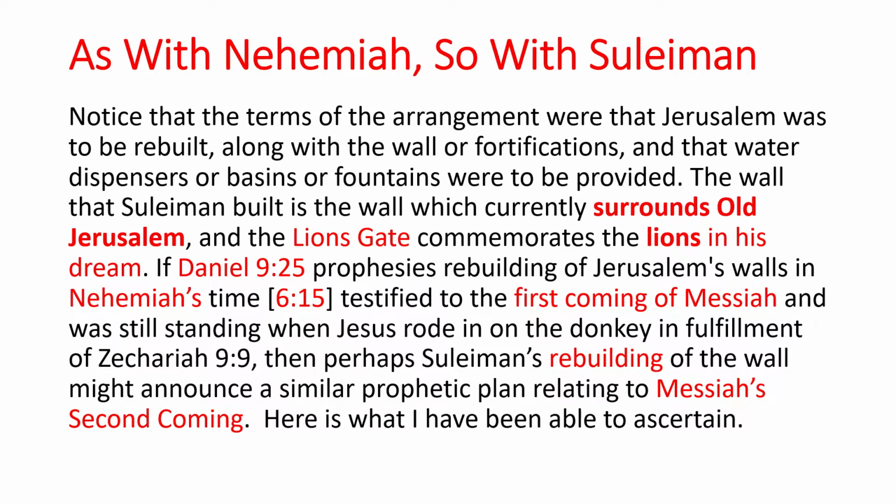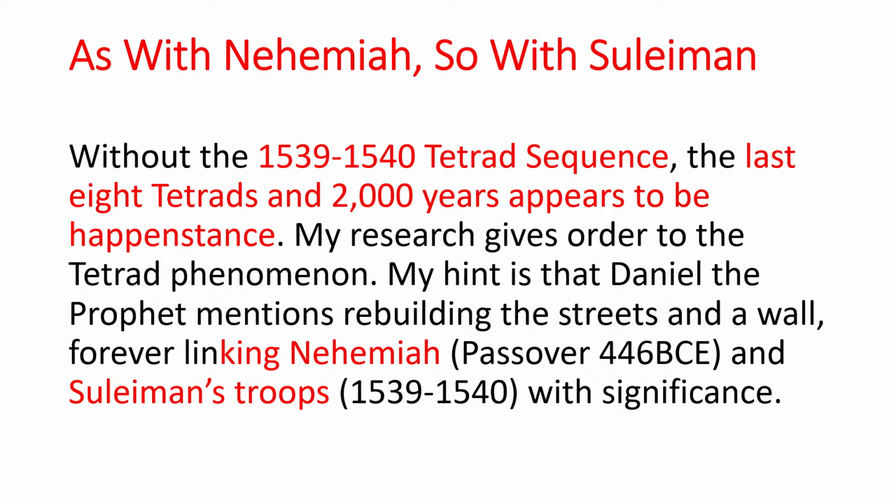And here is what I have been able to ascertain. Without the 1539-1540 tetrad sequence, the last 8 tetrads in 2,000 years appears to be happenstance. My research gives order to the tetrad phenomenon. My hint is that Daniel the prophet mentions rebuilding the streets and a wall, forever linking Nehemiah, Passover 446 BC, and Suleiman's troops 1539-1540 with significance. It happens the same way between Nehemiah and Suleiman. They're both blessed in many, many ways.